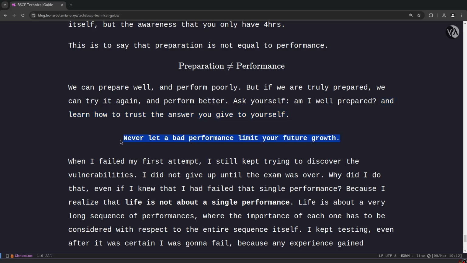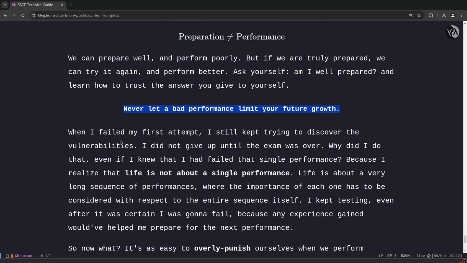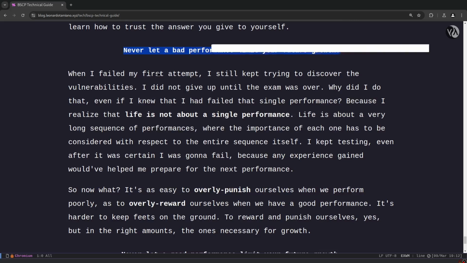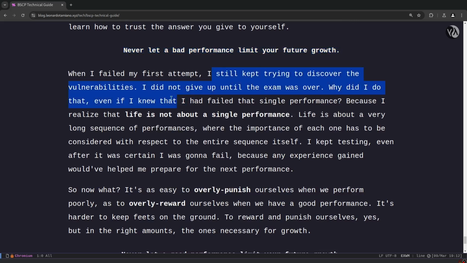So basically the idea is to never let a bad performance limit your future growth. If you fail, it's totally normal to fail, just do it again. The most important thing is to do it again. When I failed my first attempt, I still kept trying to discover the vulnerabilities, even though I knew that essentially that attempt was gone. I did not give up until the exam was over. I think I gave up at the 5-minute mark because I was seriously tired at that point.